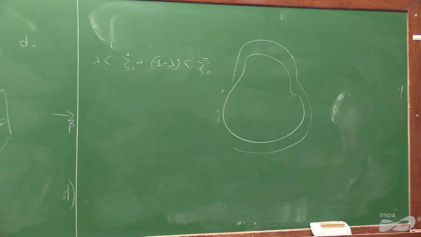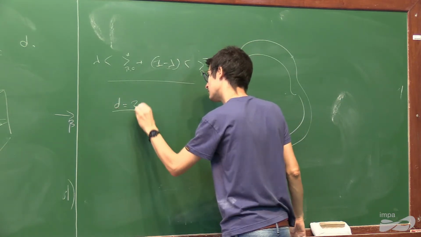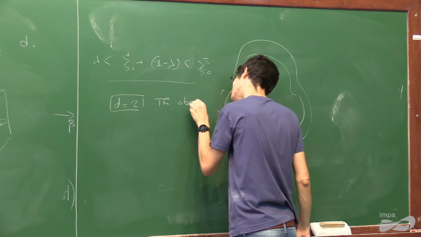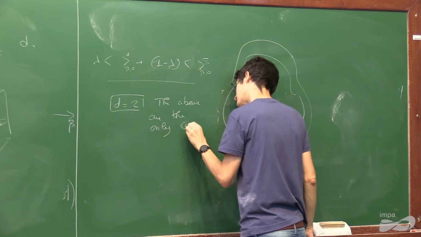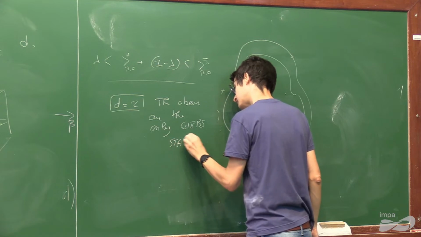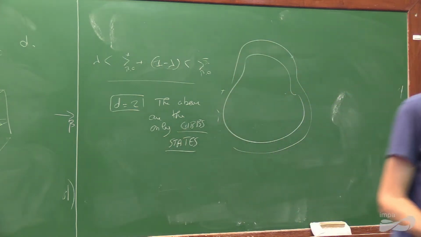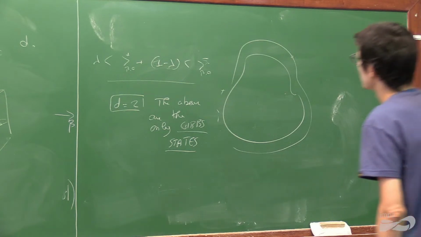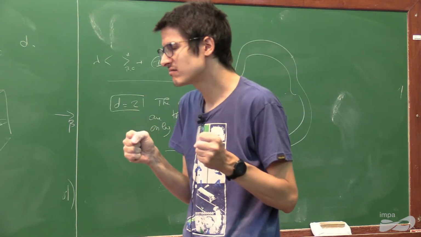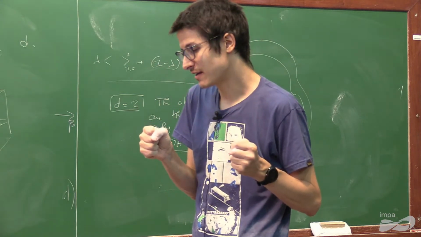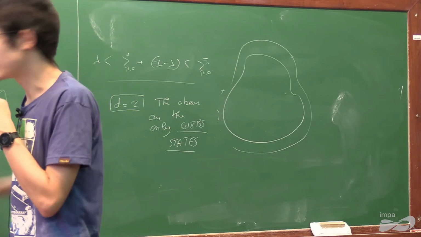The answer really depends on the dimension. In dimension 2, the above are the only Gibbs states. Another way to say this is that the plus and the minus Gibbs states are the only ergodic Gibbs states. What ergodic means is that if an event is invariant by translation, then it has probability 0 or 1 under the Gibbs state.